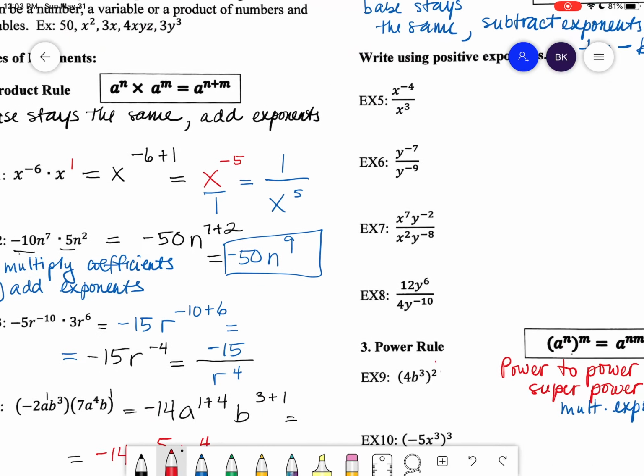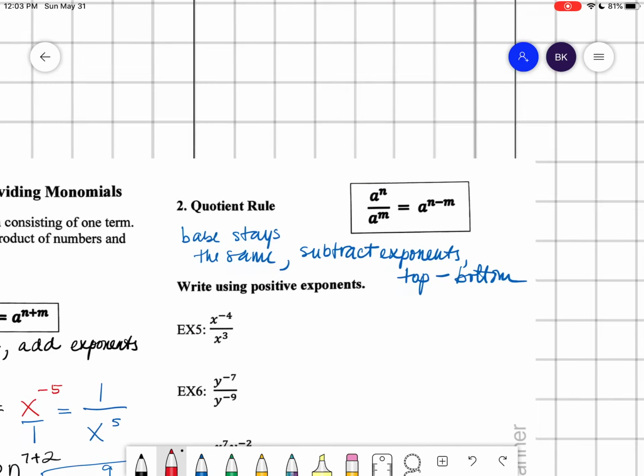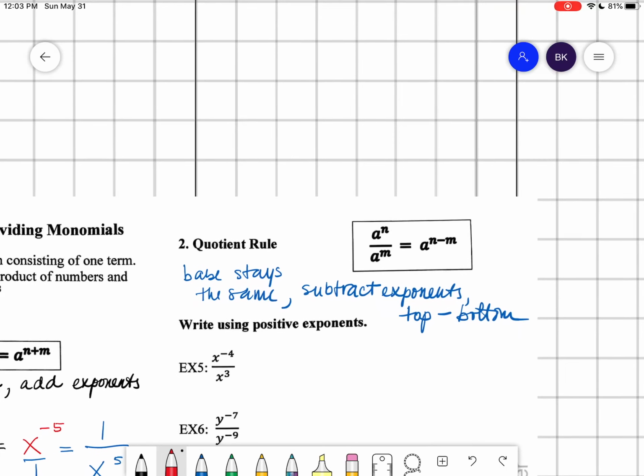The next rule that I would like to talk to you about is called the quotient rule. The quotient rule says if you divide the same base, you simply subtract the exponents. And you subtract top exponent minus the bottom exponent. So please be careful here. Now let's take a look. Base stays the same. X is my base. It's the same. So it's going to be top exponent minus, and the bottom exponent is 3. So I'm just going to write that in.